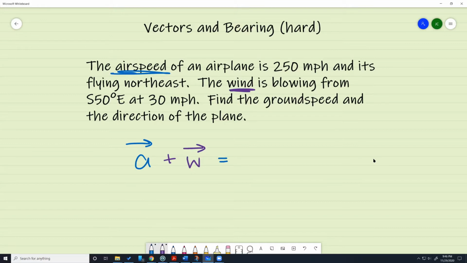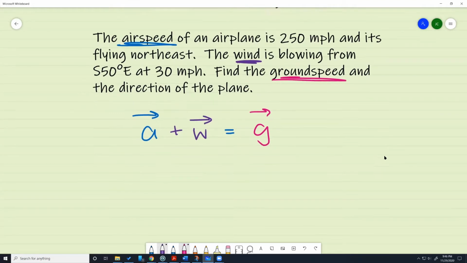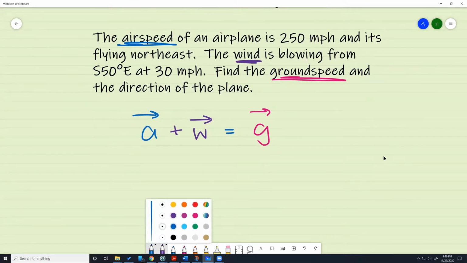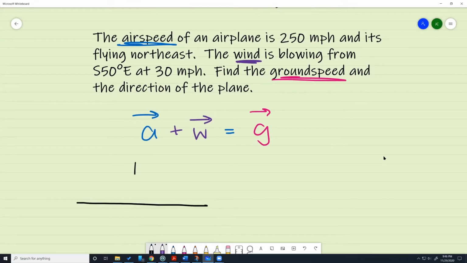So the airplane has a new speed and direction because of the wind, and that is called the ground speed. Let me go ahead and underline that. So that is our vector problem speed setup right there. Airspeed plus wind speed will give you the ground speed. So I think the best way to show you is to draw out these two vectors and work from there.